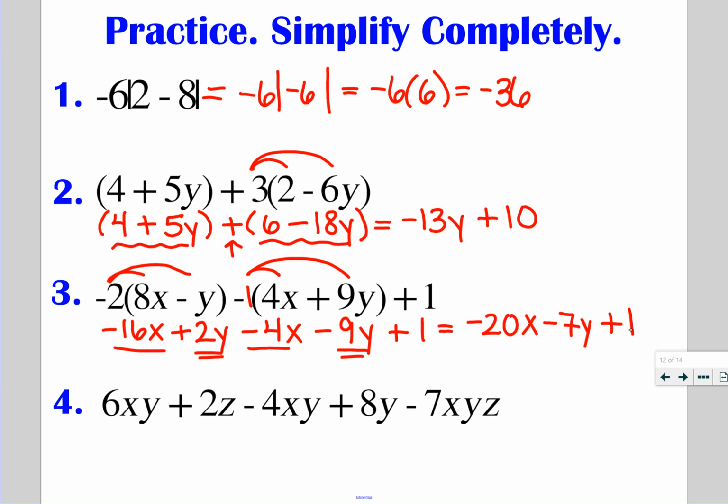In the last problem, there's nothing to distribute. You're just going to combine together any terms that have the exact same variables. 6xy and negative 4xy gives me 2xy's.